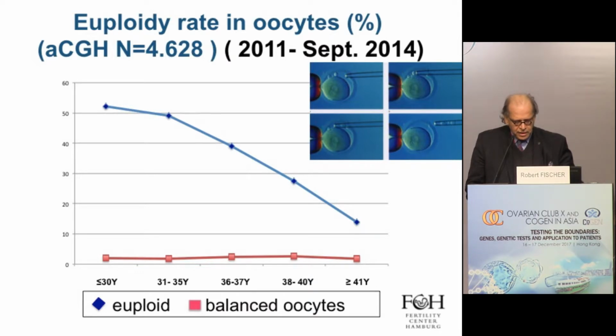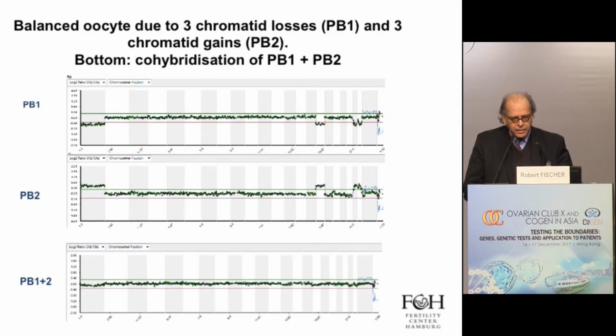On the bottom you will see balanced oocytes. These are oocytes that have malsegregation in the first polar body, but they correct themselves in the second polar body. So if you look at the bottom line, combining both of them, you will get a euploid oocyte. This is what we call the balanced oocyte, and that's why it's important to check the first and the second polar body, especially for the older patient, because this balanced oocyte can give normal embryos, and these are important for this group of patients.